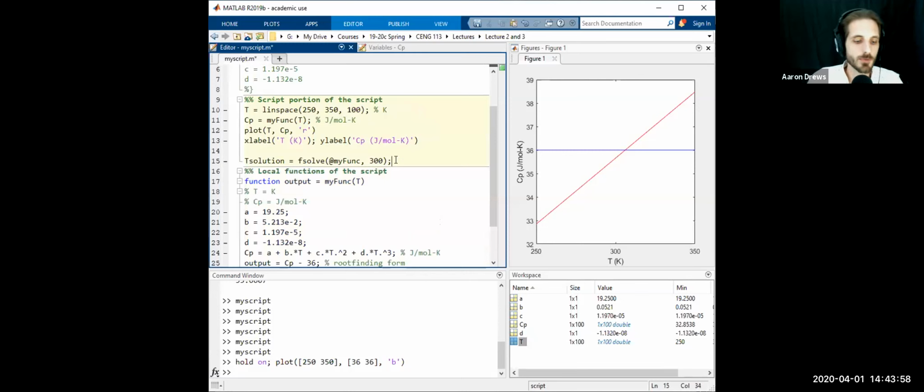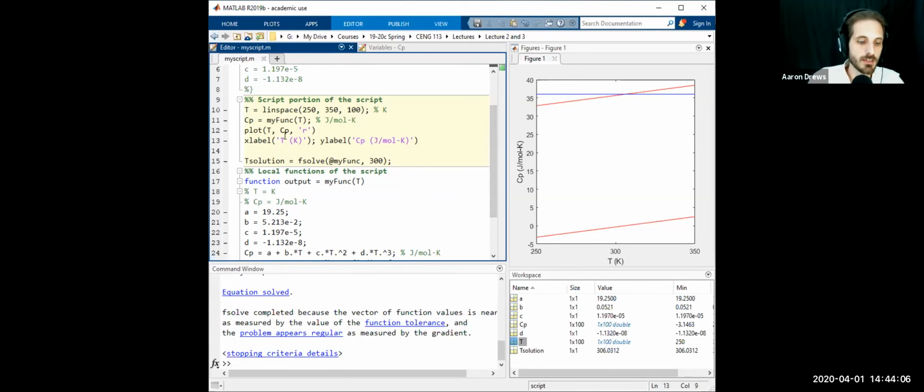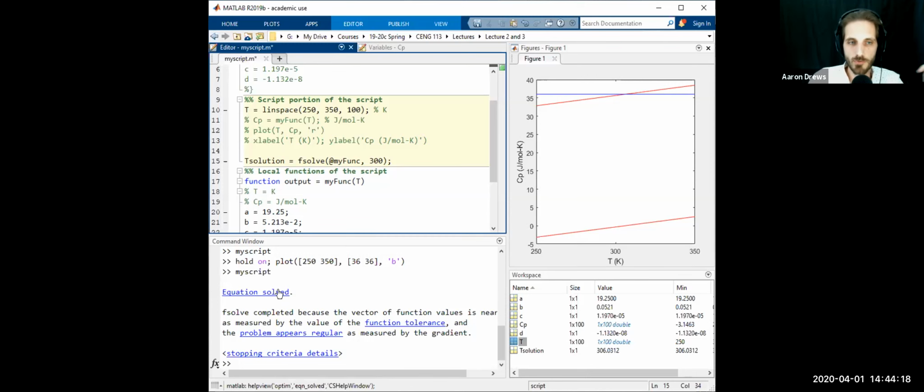So if I run this script, I should get a message. My plots have come up. I'm going to disable my plots because they're not plotting what I want them to plot anymore. I should get a message that says equation solved. That's what I want to see. If I see that fsolve has reported that the equation has been solved, that means it's probably got a pretty good estimate of what that value is.